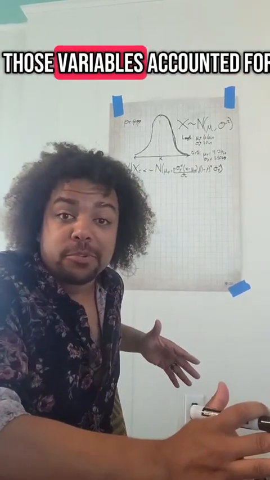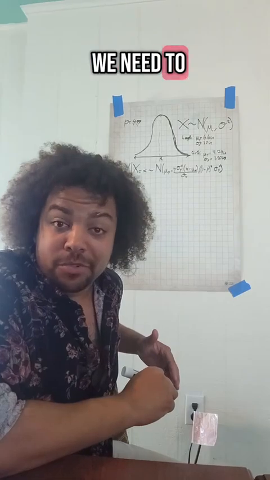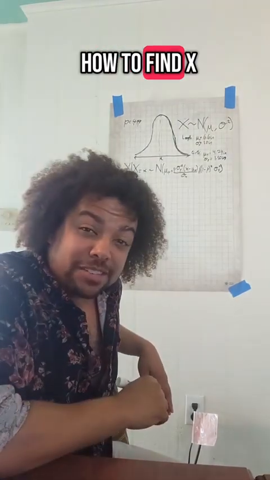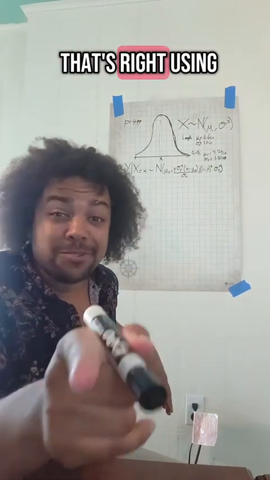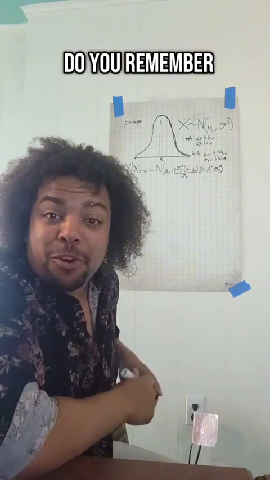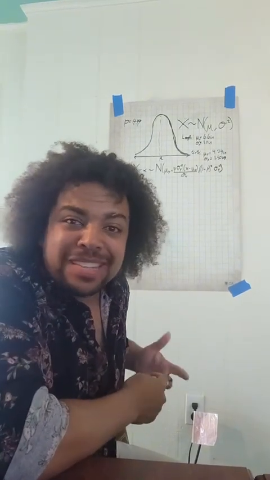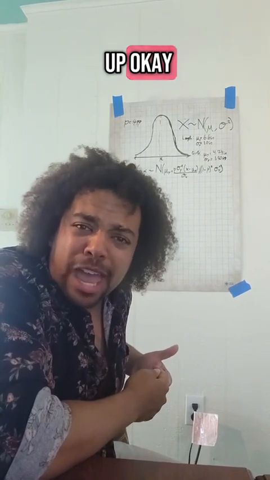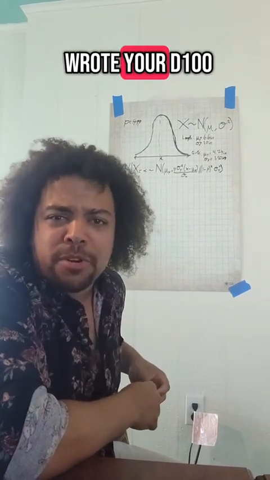So, with all those variables accounted for, the only thing we need to do now is find our little x. Do you remember how to find x? That's right, using the z-score table. Do you remember the formula, how to do that? Did you just shout at the screen like you're watching Dora the Explorer? Grow the fuck up, okay? But yes, you roll your D100.